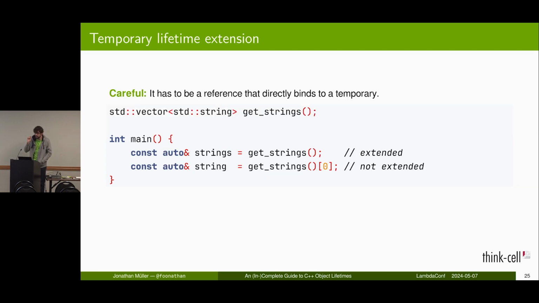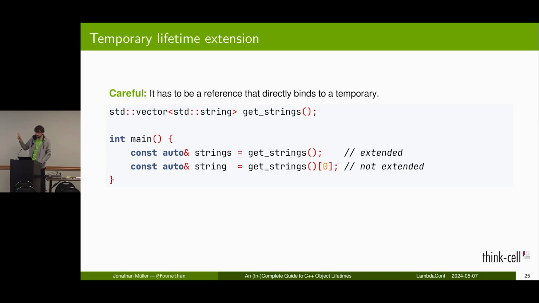Now, you have to be really careful there. This only happens when you bind the reference directly to a temporary. So we have a function getStrings, and this returns a vector of string as a PR value. When we bind a reference to that, as in the first case, we're having lifetime extension because we're binding a reference to a temporary, to a PR value.